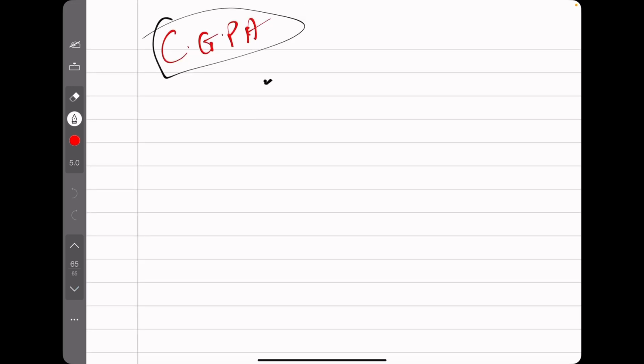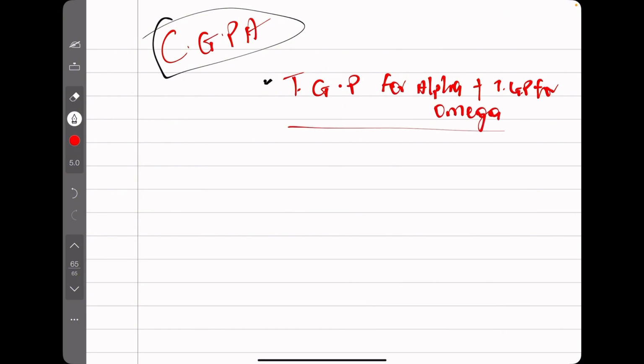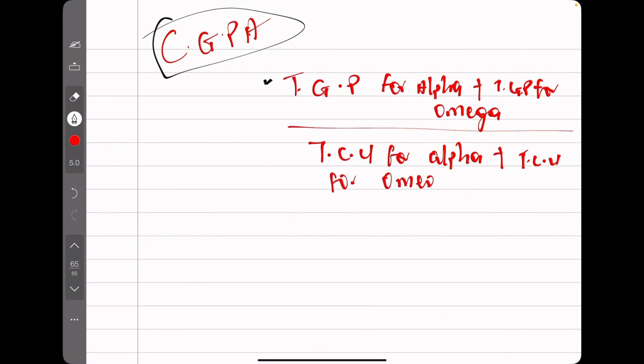Write it there. Or let's write the formula. That's TGP for alpha plus TGP for omega over total credit units for alpha plus total credit units for omega.